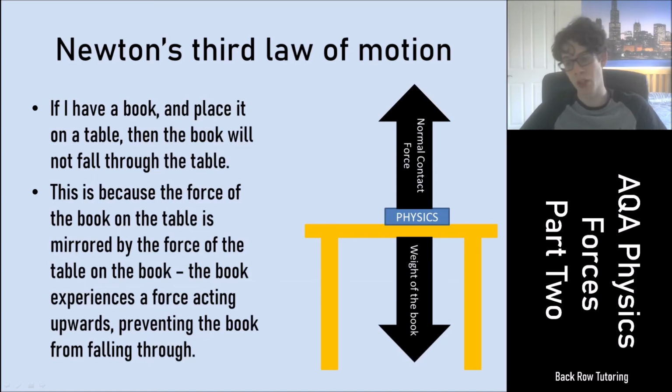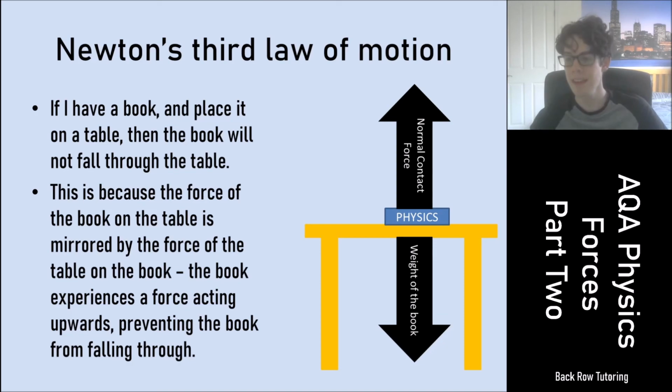Newton's third law of motion, we're going to apply this to a more common situation now. If I have a book and I place it on a table, then the book will not fall through the table. This is because the force of the book on the table is mirrored by the force of the table on the book. The book experiences a force acting upwards, preventing the book from falling through.